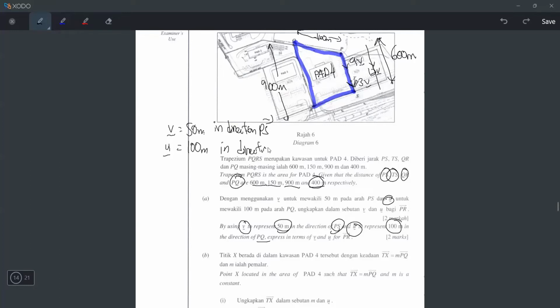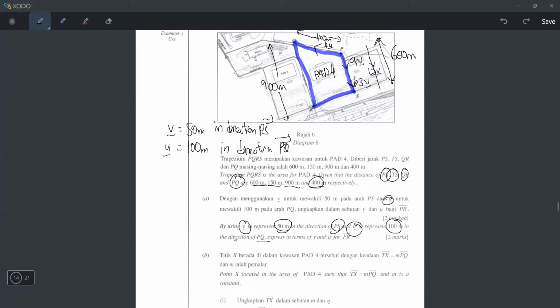Where is direction PQ? PQ is like this. And the arrow has to point to Q, you know. It has to be like this because P to Q. U represents 100 meter, so 400 meters is 4U. Here is 4U, like P to Q is 4U.